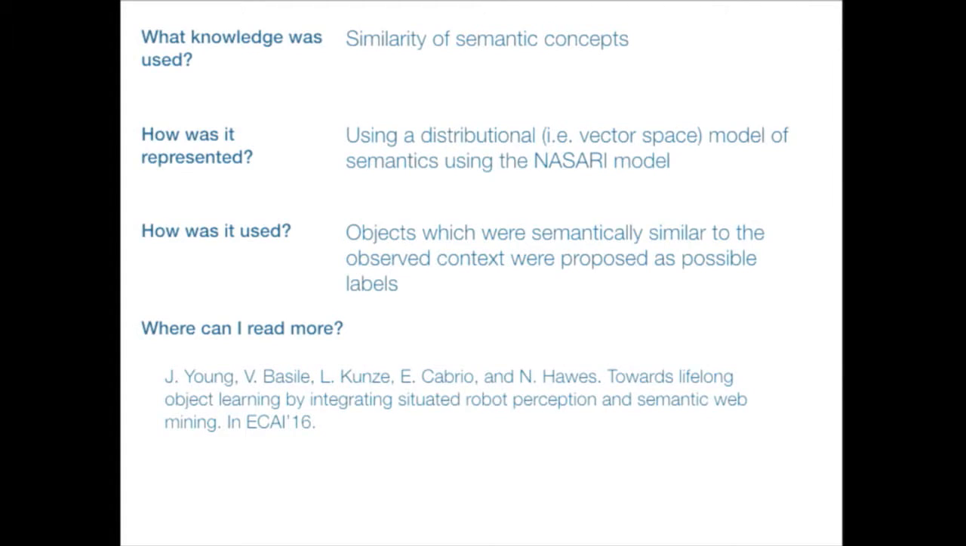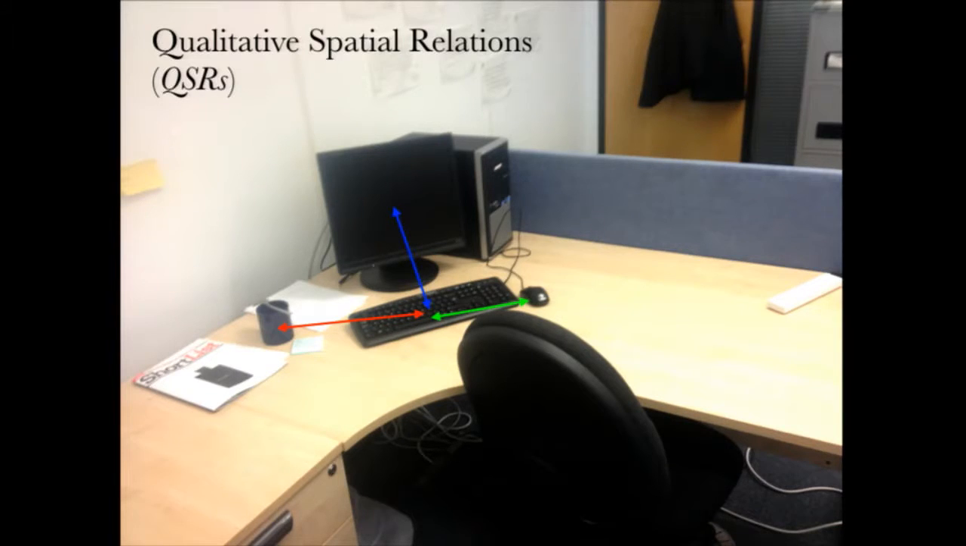So what did we do here? Well, what knowledge was used? Well, there's similarity of semantic concepts. It was represented using a distributional semantic model, in particular the Nasari model. And we used it to produce labels that humans could pick for unknown objects. So we're now able in this pipeline to go from objects we've never seen before to a 3D model of that object plus some labels for it. So in the next step, which I'm going to rush through, we're going to go into a bit more detail. How can we use the object labels plus the spatial semantics to do better recognition?